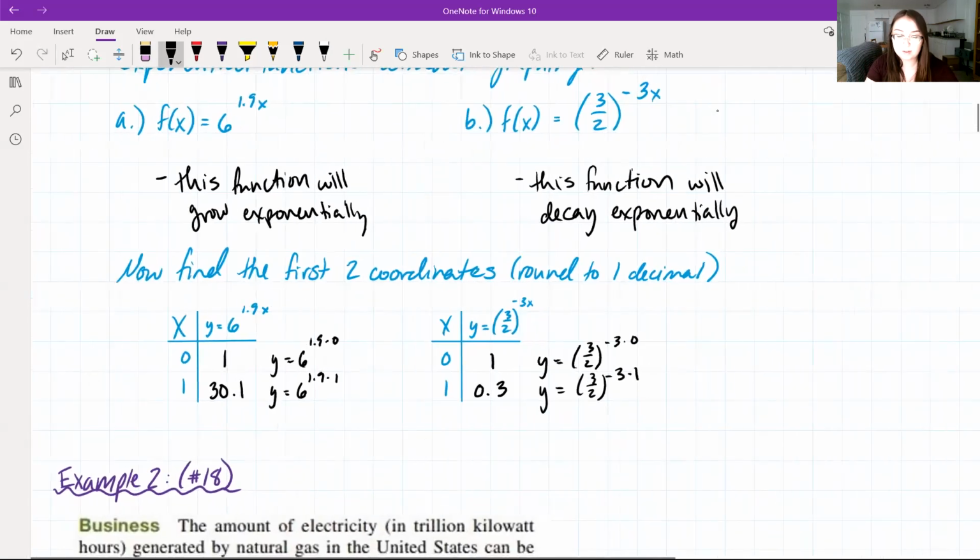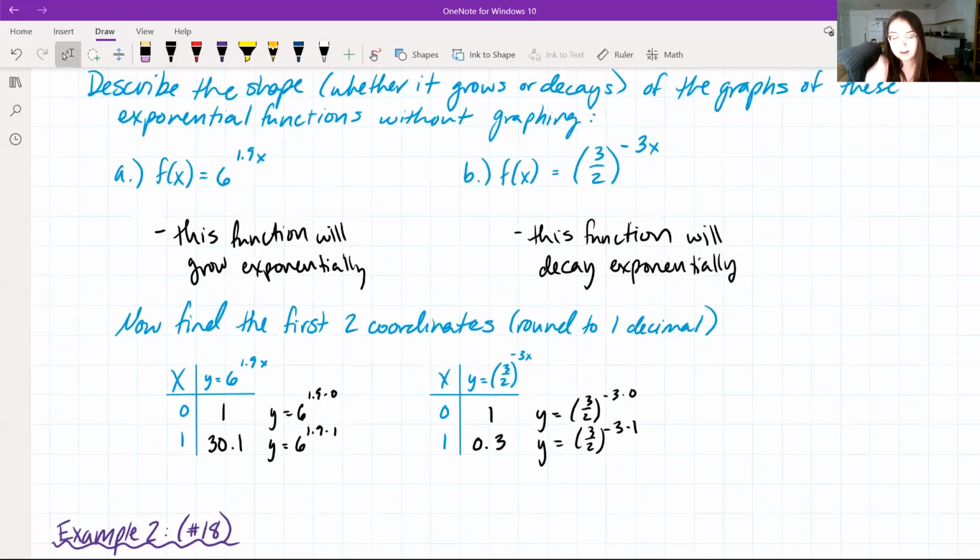So we definitely see that our first function is going to be an exponential growth problem, because it jumps from 1 to 30.1 with just a change of positive 1 in x. And then for our second equation, we see that it's going to be exponential decay because we go from 1 to 0.3.